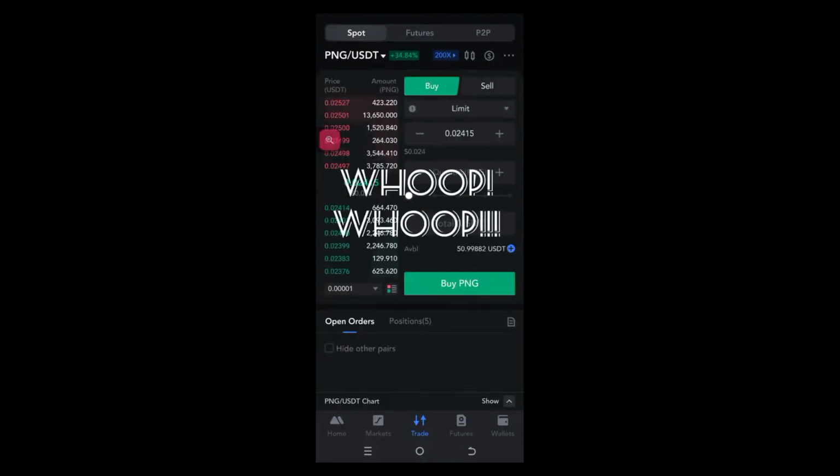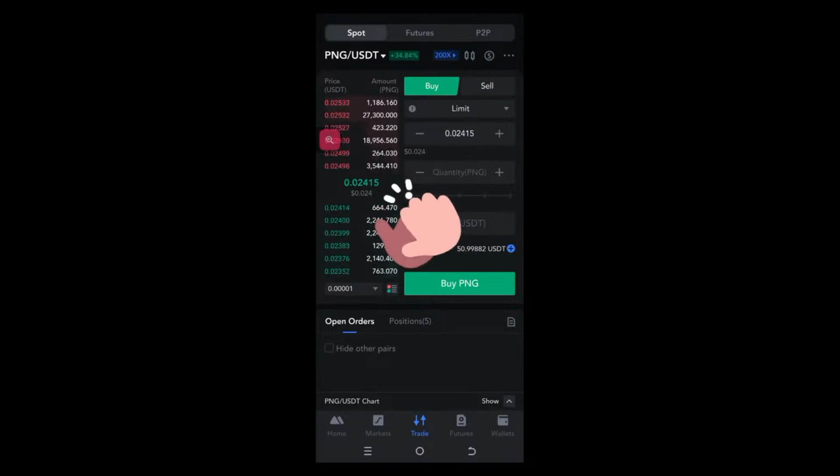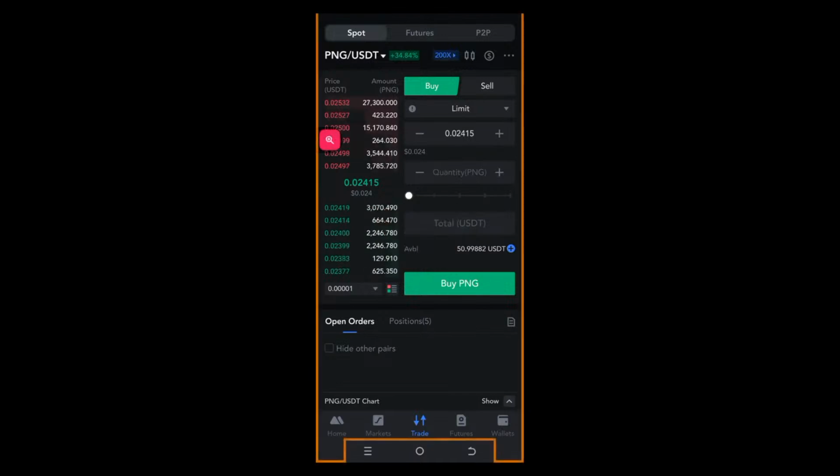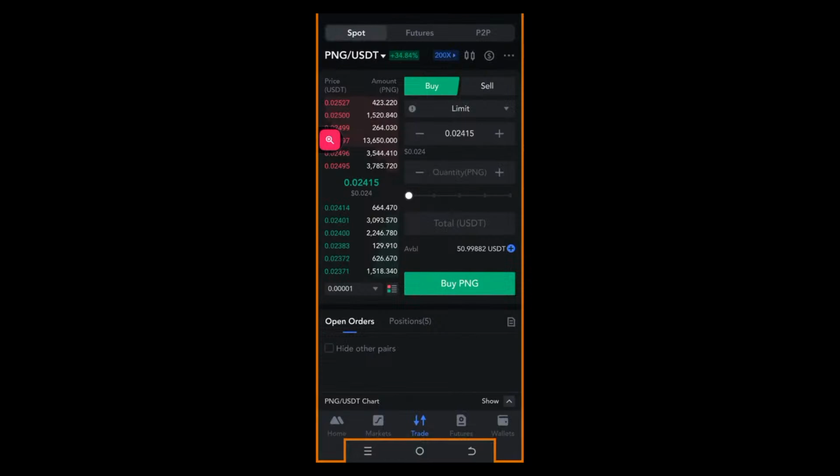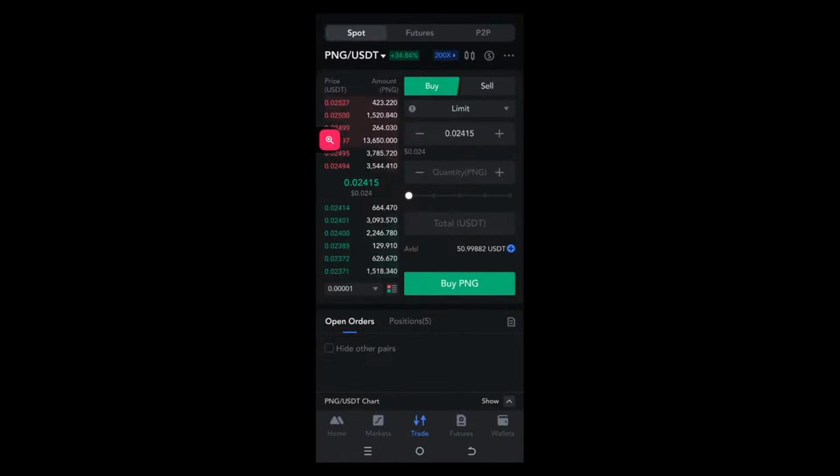Whoop, whoop. Can you see that? PNG has executed a second time. Awesome. And what do we have here? We've got 99 cents. Beautiful. This is practically almost $1. That's interesting. Can you just see that? We made almost $1, which was almost 2% on PNG.